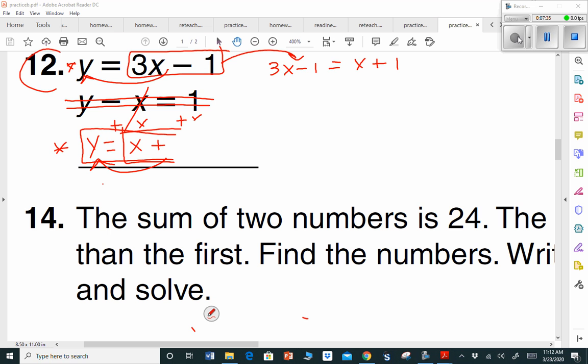Okay, then we will solve for x by subtracting x from both sides, leaving you with 2x minus 1 equals 1. Add 1 to both sides. 2x equals 2. Divide both sides by 2. And x equals 1.